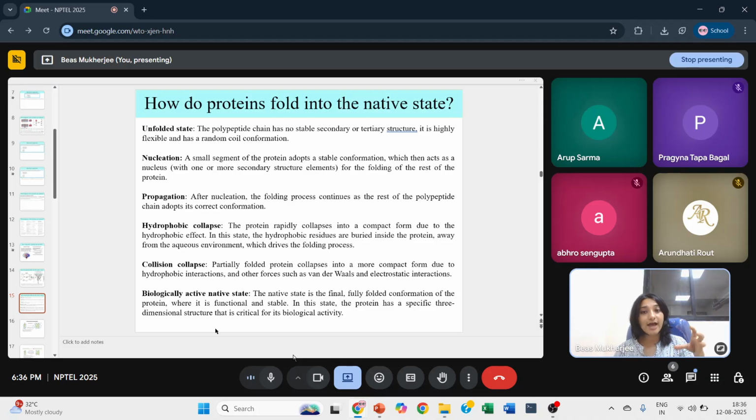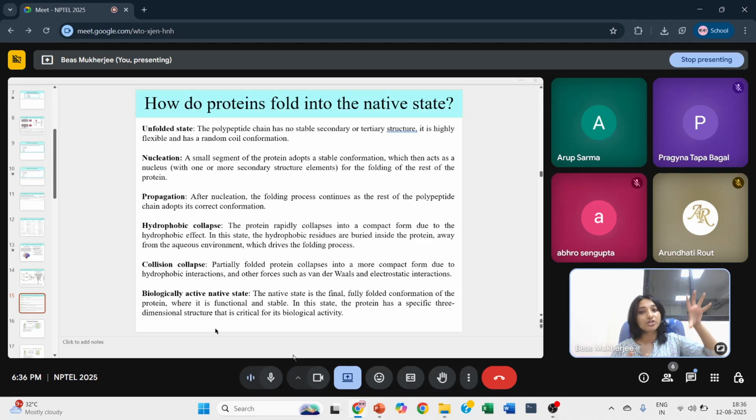So in this state, the hydrophobic residues are buried within the protein away from the aqueous environment, which drives the folding process. Then there is collision collapse. So these are all different theories, right? Collision collapse: partially folded proteins collapse into one or more compact forms due to hydrophobic interaction and other forces such as van der Waals interactions and electrostatic interactions.